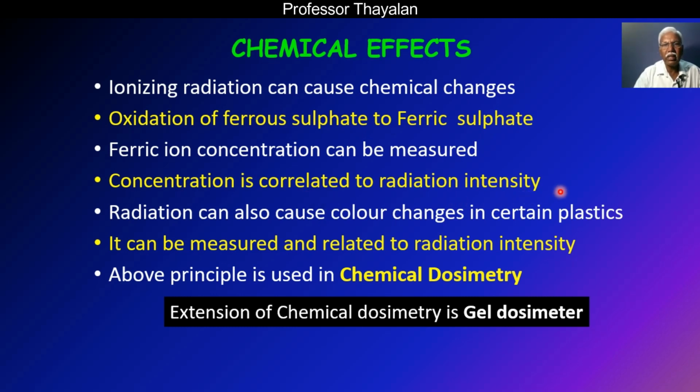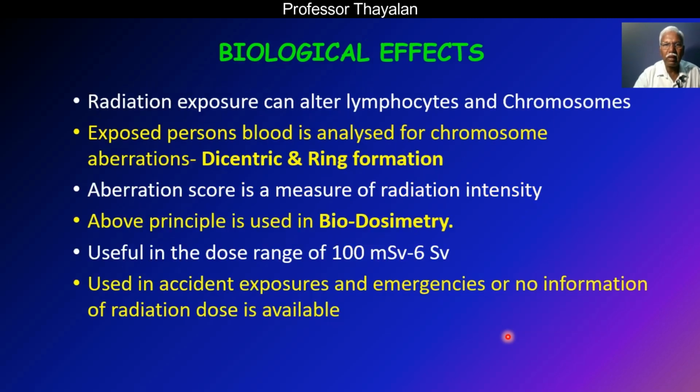This is called actually the basis of chemical dosimeters. Apart from that, radiation can also cause color changes in certain plastics. So by detecting the color changes, one can also find out how much radiation is exposed to the chemical. So it can also be measured and related to radiation intensity. So this principle we use actually in the chemical dosimetry. The extension of chemical dosimetry is gel dosimetry, nowadays mostly used in most of the radiotherapy applications.